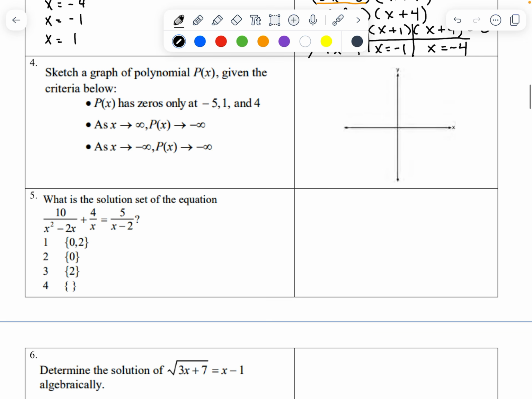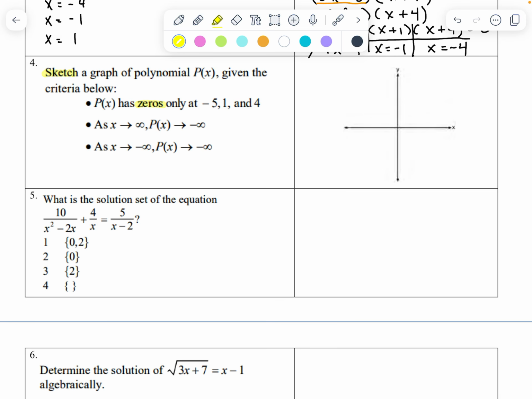All right, moving on. I'm going to sketch. Now, sketch means I don't necessarily need to be perfect. I have a couple of hints here. I know that I'm going to be touching the x-axis because remember, zeros are where they actually touch the x-axis. I'm going to be touching the x-axis at -5, 1, and 4. And I also have a couple hints here. These are called your domain and range.